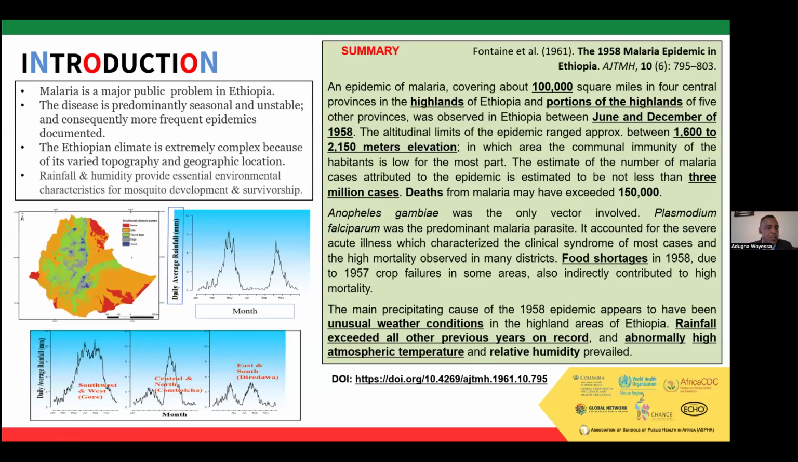Today I'm going to share with you how malaria epidemiology in Ethiopia is related to El Nino Southern Oscillation. As an introduction, malaria is a major problem in Ethiopia. This disease is seasonal and unstable, occurring in the form of epidemics. When we see the epidemiology of malaria in Ethiopia, it is highly related with climate.